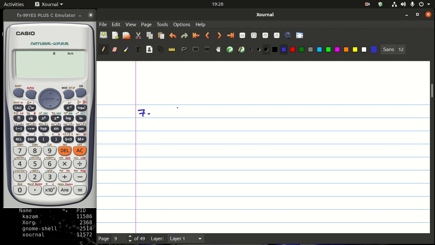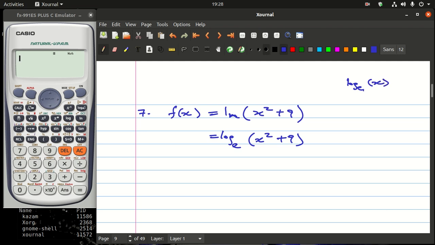Number 7 is saying I have my f of x is equal to ln of x squared plus 9. So we wanted to find the range of this using composite functions. Now, all you need to do here, look, I have a ln here. I have log base e of x squared plus a 9, because ln means log base e. I know my basic function as log e of x or log a of x.